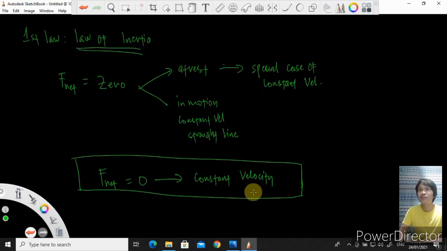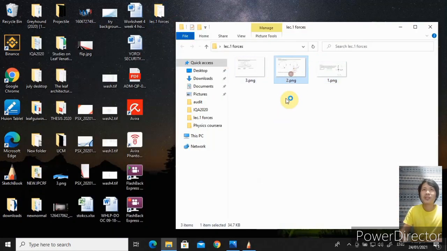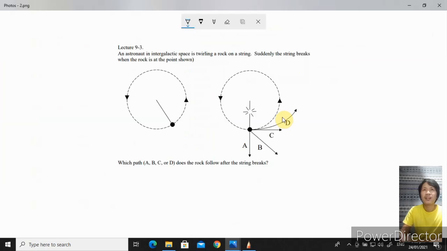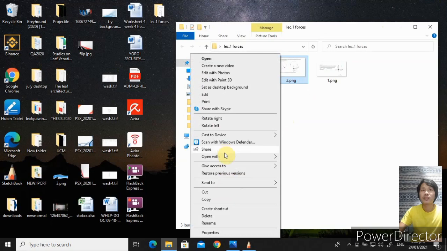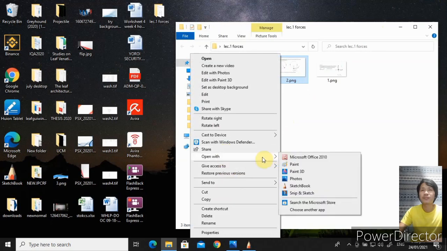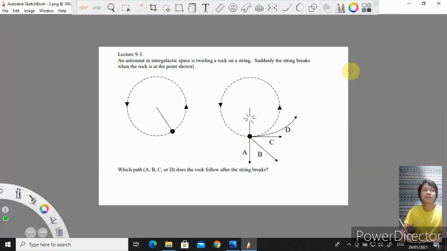Okay, so let's have a concept test. Let's see if you got this part. Let me go back to this first. This is the problem that I discussed in the first quarter. So let's say, for example, an astronaut in intergalactic space is twirling a rock. Let's open our sketchbook. There. So let's go back to this problem because somehow it's related.